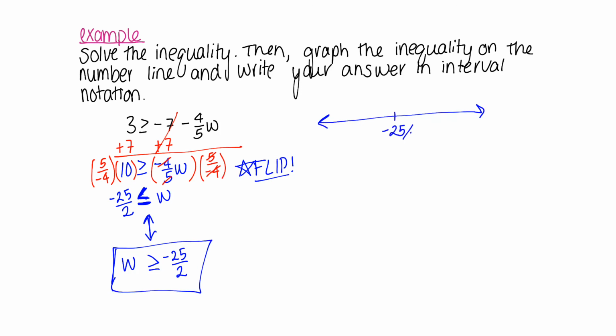On a number line, plotting negative 25 over 2, it's a closed circle because there's an underline on our inequality. And then it's greater than, so this is the greater than direction. To write our interval notation, we're starting at negative 25 over 2, and we're going off to infinity. And once again, the infinities will always get a parenthesis on them. And that's our interval notation answer.